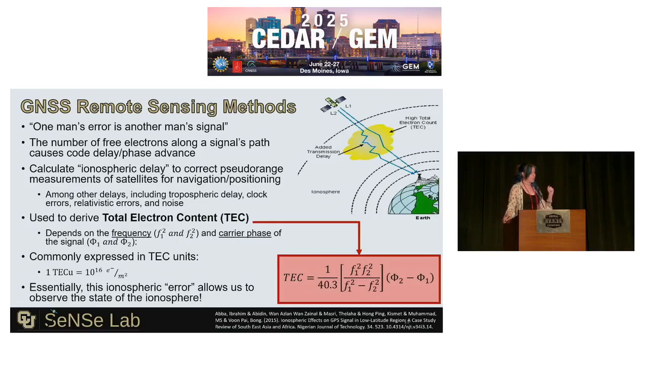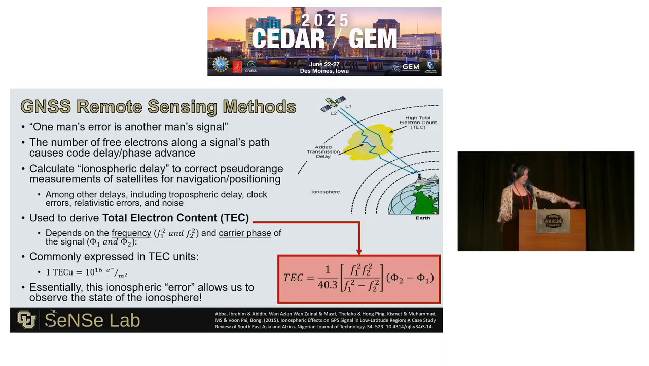The way that we use these signals to look at the ionosphere specifically is, I really like this quote from a professor in our department: one man's error is another man's signal. The number of free electrons along a signal's path causes code delay and phase advance, so you might not receive your signal at the time you're expecting or in the correct phase. You can calculate the ionospheric delay in this signal to correct the pseudo-range for navigation. But in turn, you can use this ionospheric delay to calculate the total electron content, which is the total number of electrons along a signal's path.